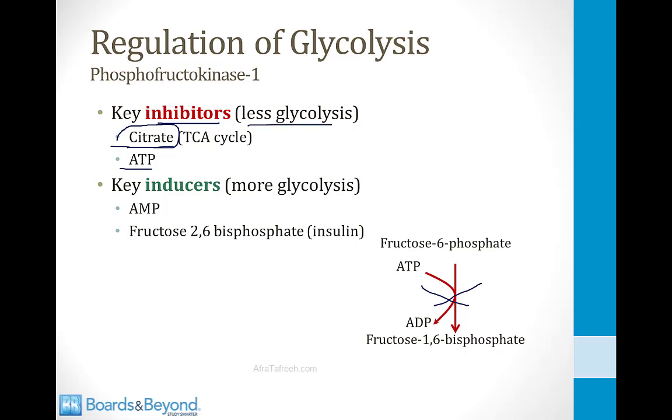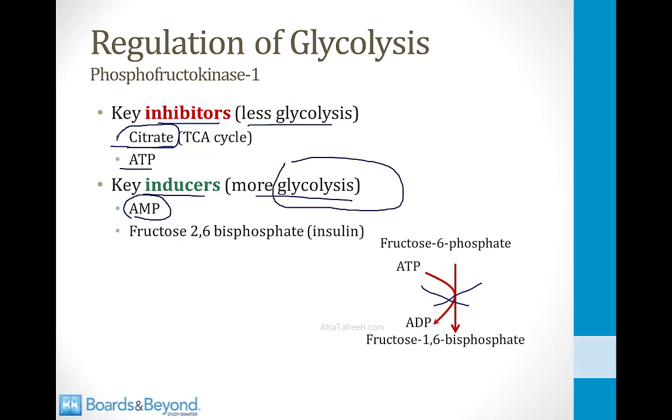On the other hand, key inducers of this step are things that represent the need for more energy in the cell, the need for more glycolysis. So when AMP levels are high, recall that AMP is a breakdown product of ATP. So when AMP levels are high, lots of ATP is being broken down, and therefore the cell needs more energy, so it wants to activate this step to perform more glycolysis.